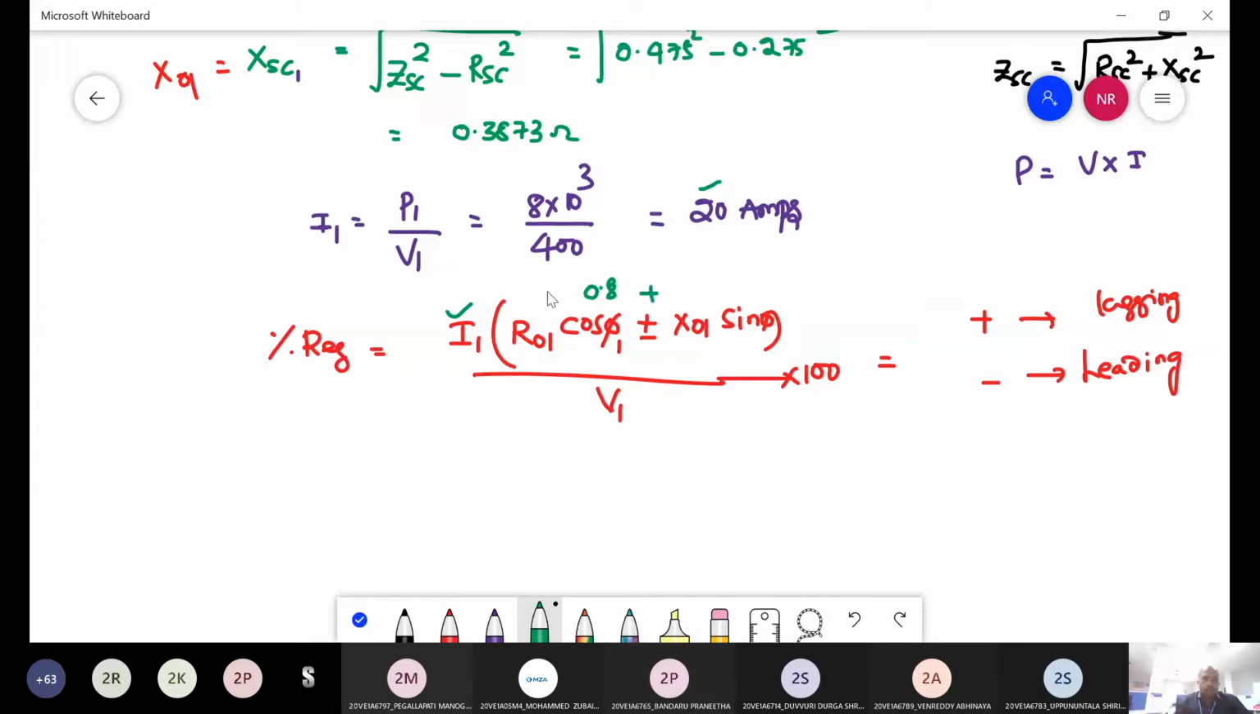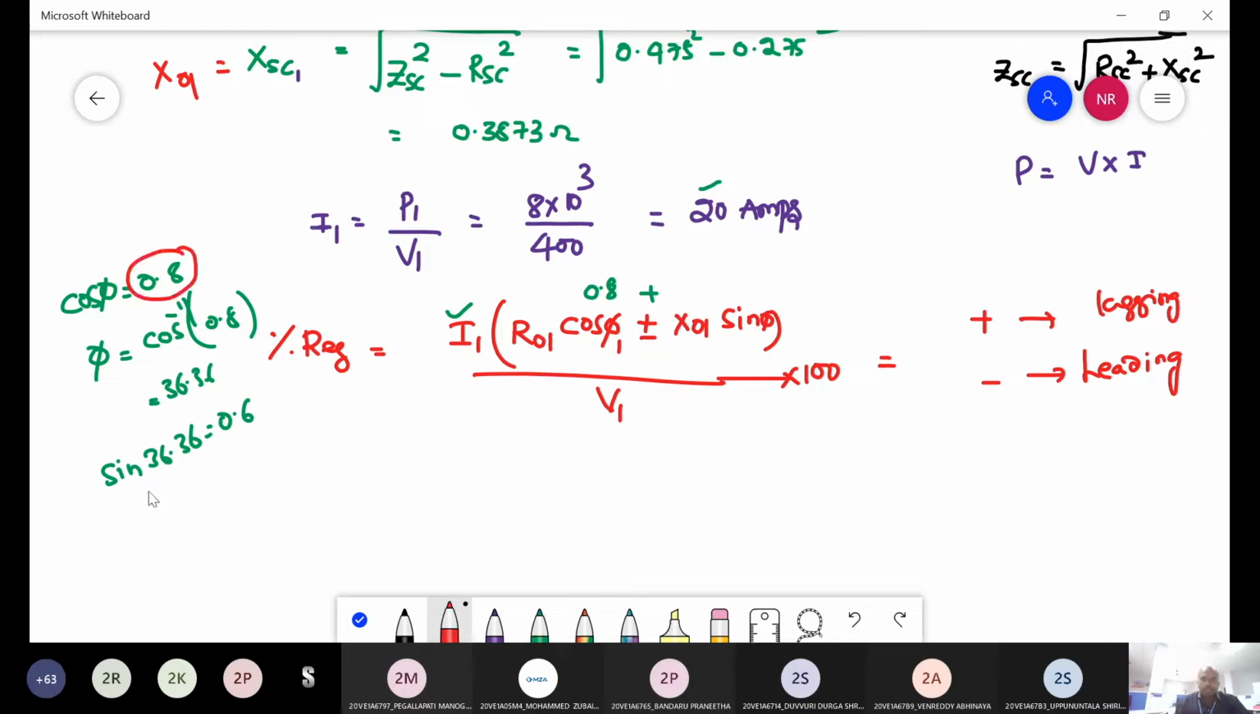If cos phi is 0.8, then phi is the cos inverse of 0.8, which gives 36.86 something, then sin of that is 0.6. So directly, if cos phi is 0.8, sin phi is equal to 0.6. So here it is 0.6. Then the V1 value is given, what is that? 400 volts. Then you will get that regulation, right?